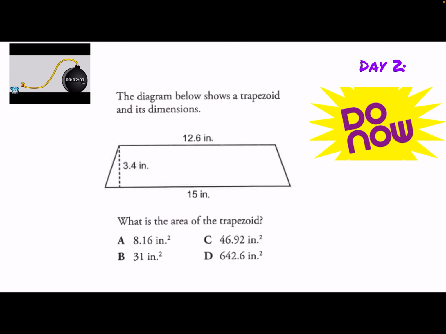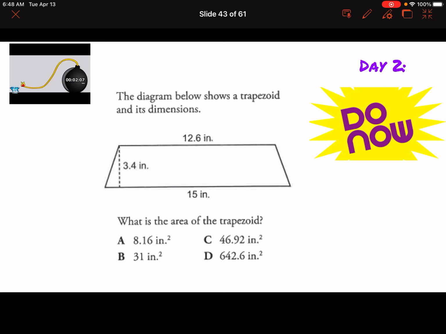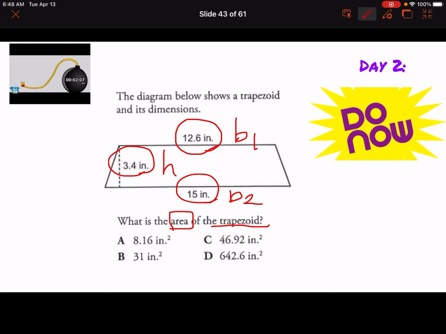Okay, for number 2, the diagram below shows a trapezoid and its dimensions. What is the area of the trapezoid? So we're looking for the area of the trapezoid. First step, we need to label what we have. We've got our 2 bases and we have our height.